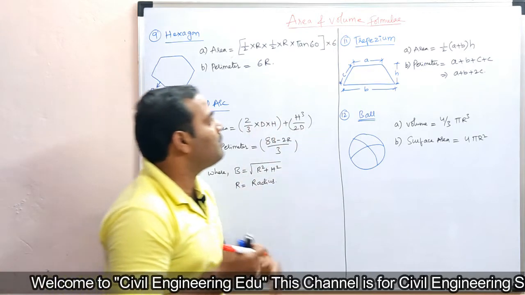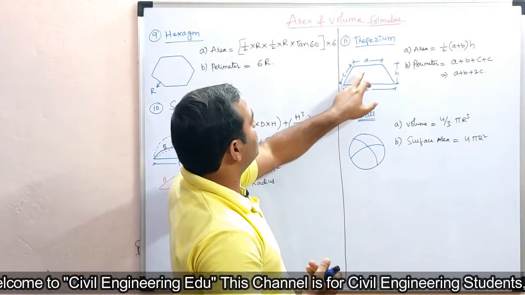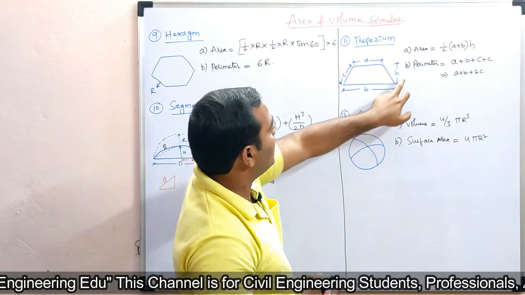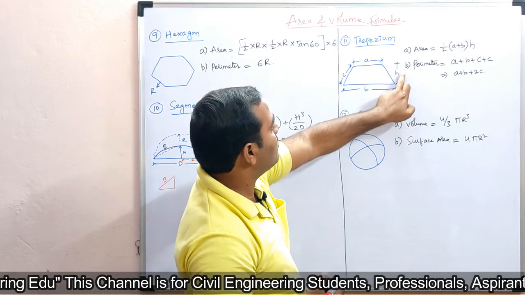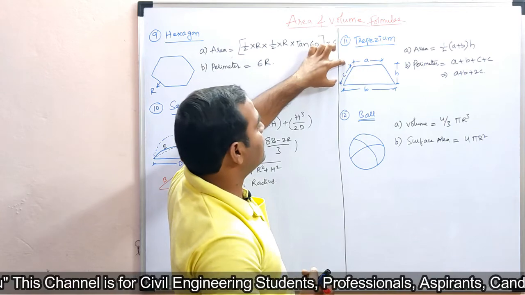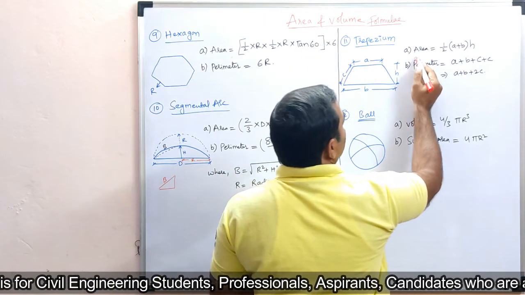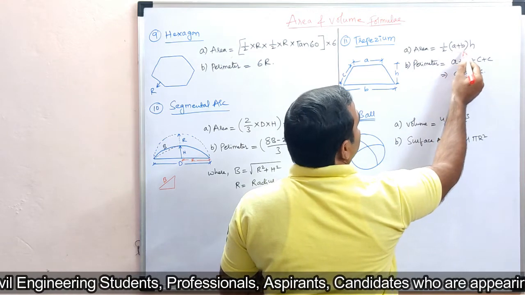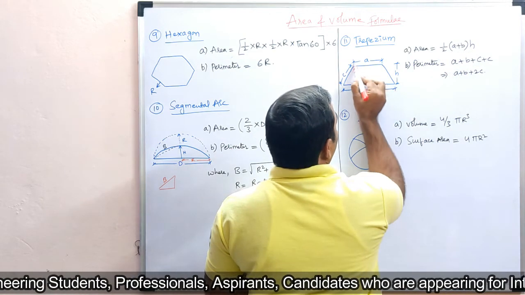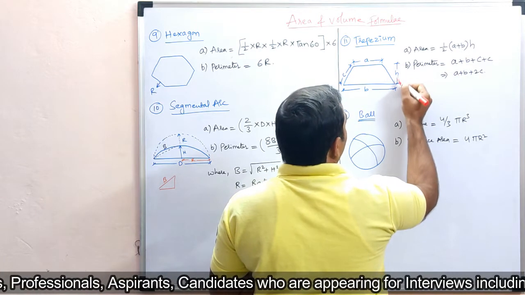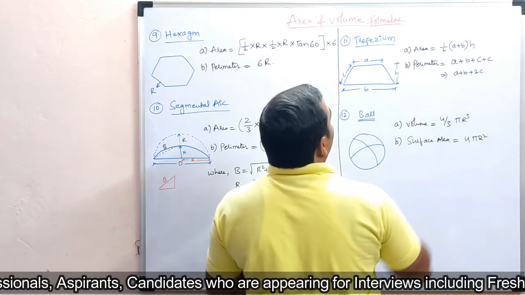Now coming to the trapezium. As we all know, in a trapezium, this is the top width, this is the bottom width, and this vertical is called the height, and this length is taken as c. What is the area? Area is equal to half into a plus b into h. a is the top width, b is the bottom width, and h is nothing but the vertical one. So that is the area of a trapezium.